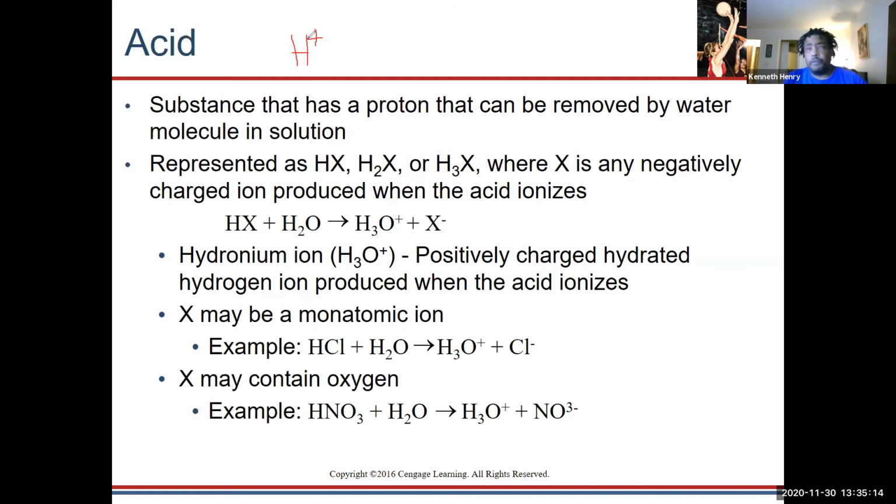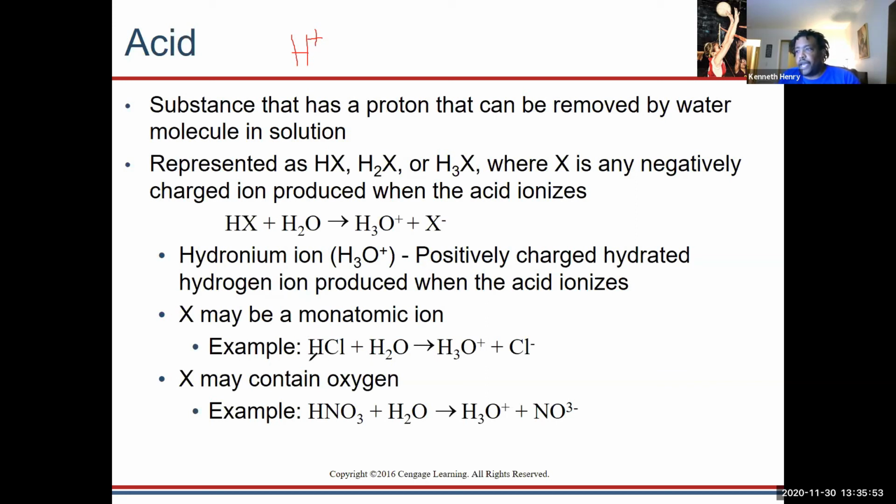We've been talking about acids almost since the very beginning of the course, so you should be pretty familiar with them. We also talked about neutralization reactions, where you donate that H plus and end up making water. If we put acids in water, the first thing they do is separate into their ions. This is the generic form of an acid: HX plus H2O gives us the hydronium ion and the anion.